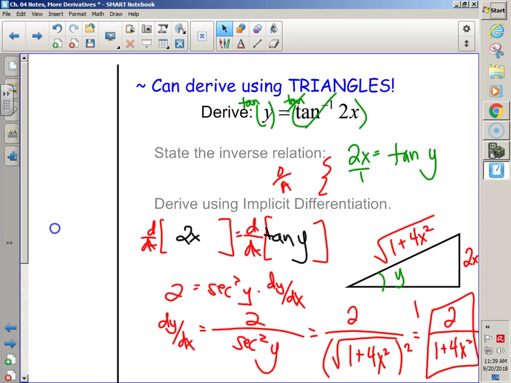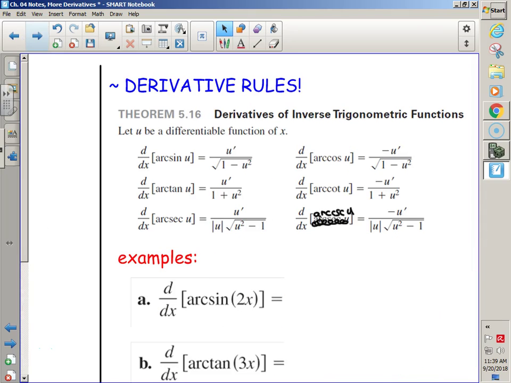We have to review the derivatives of inverse trig. Do you have to use triangles for every problem tonight? No, you can use the formulas, but do you need to re-memorize them, some of you? Yes. So there are all the formulas that you can just plug and chug into, but they all come from triangles.